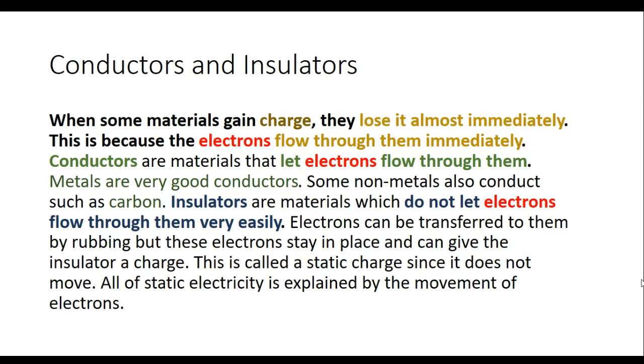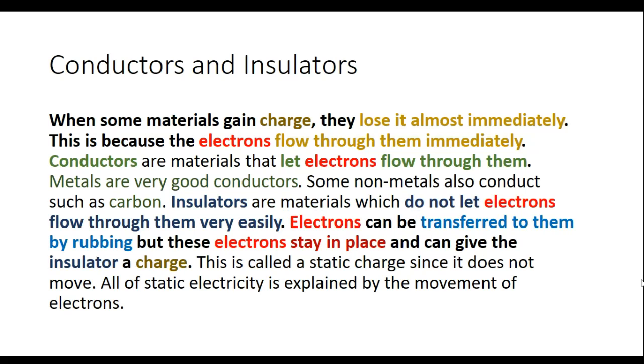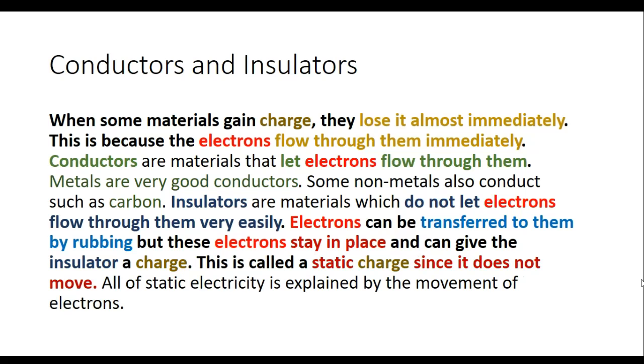Insulators then are materials that do not let electrons flow through them very easily. Electrons can be transferred to them by rubbing. Remember that we created an electric charge on the rod by rubbing it with a cloth. We can rub insulators, and that then gives the insulator a charge. This charge is called static electricity, and it doesn't move. So because the electrons don't flow, they stay in place. All of static electricity is explained by the movement of electrons.